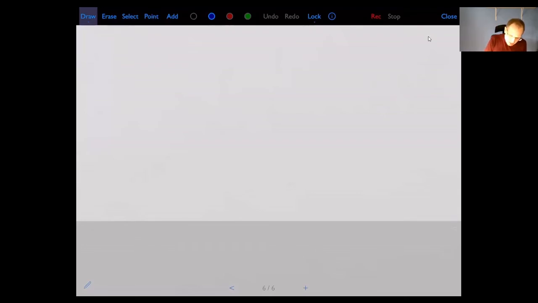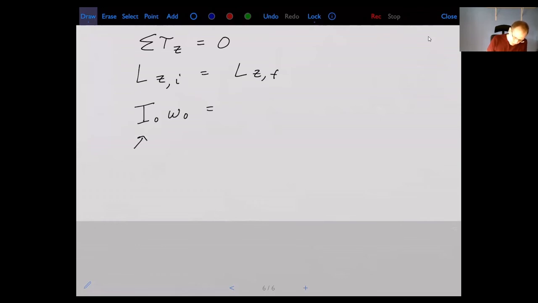Okay, so again, because that chair has very good bearings and low friction, we can assume that the net torque, or the sum of the torques about the vertical axis, I call it the z-axis, is 0. That means that the angular momentum about the z-axis is conserved. So the initial angular momentum about the z-axis has to equal the final angular momentum about the z-axis. Initially, the only thing that is spinning is the wheel. So the initial angular momentum is I naught omega naught. This is the angular momentum due to the wheel.